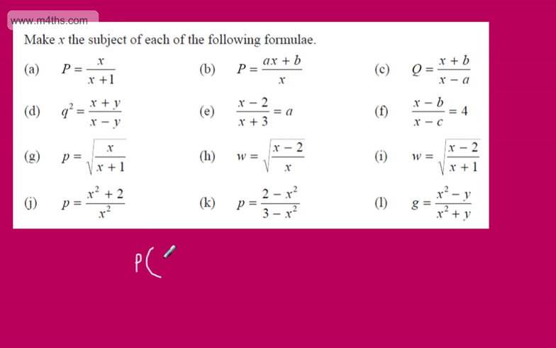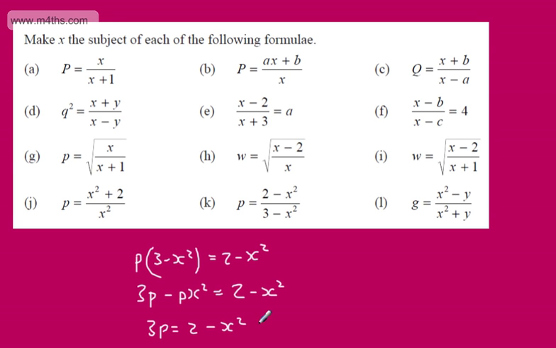The first thing I'm going to do is multiply both sides now by 3 minus x squared. That's going to have now left p, the quantity 3 minus x squared, is equal to 2 minus x squared. Expanding the brackets, we've got 3p minus px squared will be equal now to 2 minus x squared. At this stage, I'm going to add the px squared to both sides. So 3p will be 2, we'll have minus x squared plus px squared.